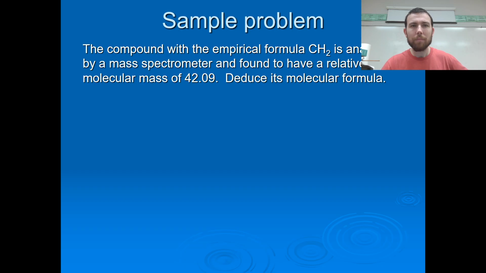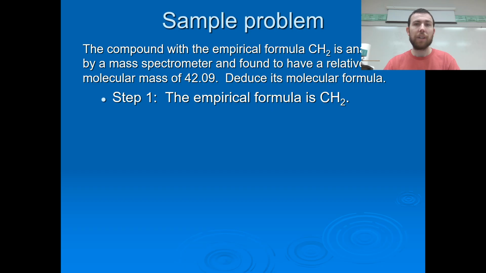All right, so let's take a look at a sample problem. How would we go about doing this? So let's look at this question. The compound with the empirical formula CH2 is analyzed by a mass spectrometer and found to have a relative molecular mass of 42.09. Deduce its molecular formula. All right. Now, for this one, they were awfully nice to us. They gave us the empirical formula, so we don't have to go through the previous steps in order to find the empirical formula. That's nice. So step 1, get your empirical formula, which is CH2. Whew, that was hard work, right?